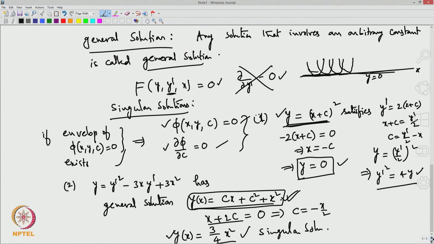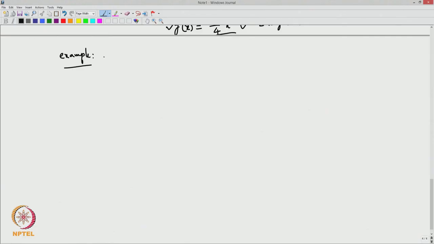Now, we don't deal with the singular solutions, we only want the general solution. I gave you already one method of solving a first order ordinary differential equation, called the separation of variables method. So I'll give you an example. We will solve one first order ODE: 1 by x dx plus 1 by y times 1 minus y dy equal to 0.